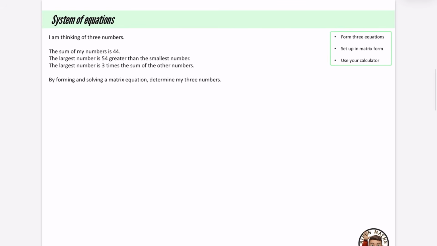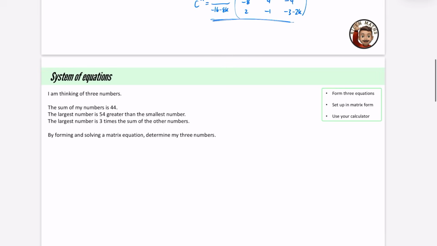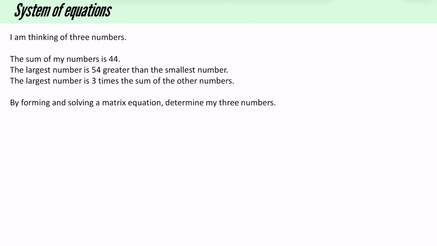Okay, we're now going to get onto some kind of applications of these kinds of things that we have here. So you can use matrices to form a system of equations. And what you do is you form 3 equations, set it up in matrix form. They're often quite specific about it wanting to be in matrix form, even though it could be done in another way. And then what you end up doing is you just use your calculator to solve these equations. So it says, I am thinking of 3 numbers. Okay, let's call these numbers x, y, and z. The sum of my numbers is 44.